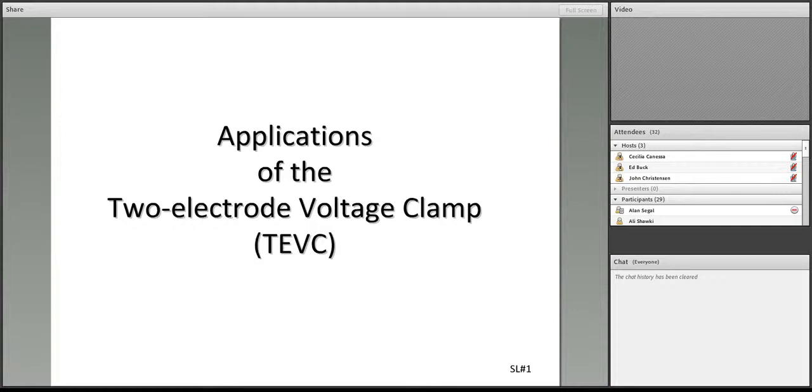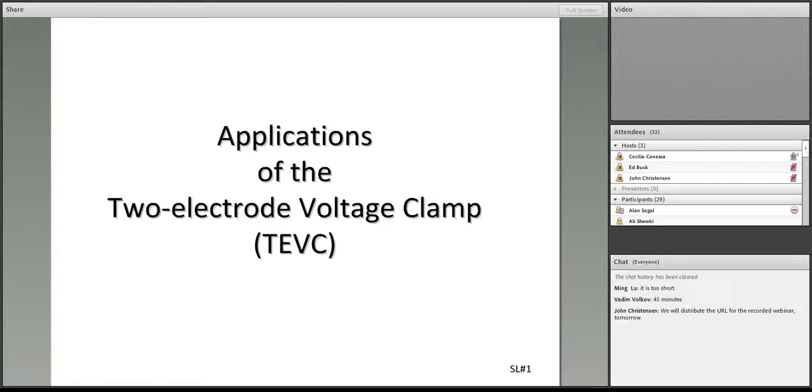Okay, in the next segment of the webinar, I will present examples from our own laboratory to illustrate uses of the two electrode voltage clamp. First, a few general principles. As I mentioned before, this technique enables you to examine any electrogenic plasma membrane protein. By electrogenic, I mean that the protein of interest has to transport a net charge across the membrane.